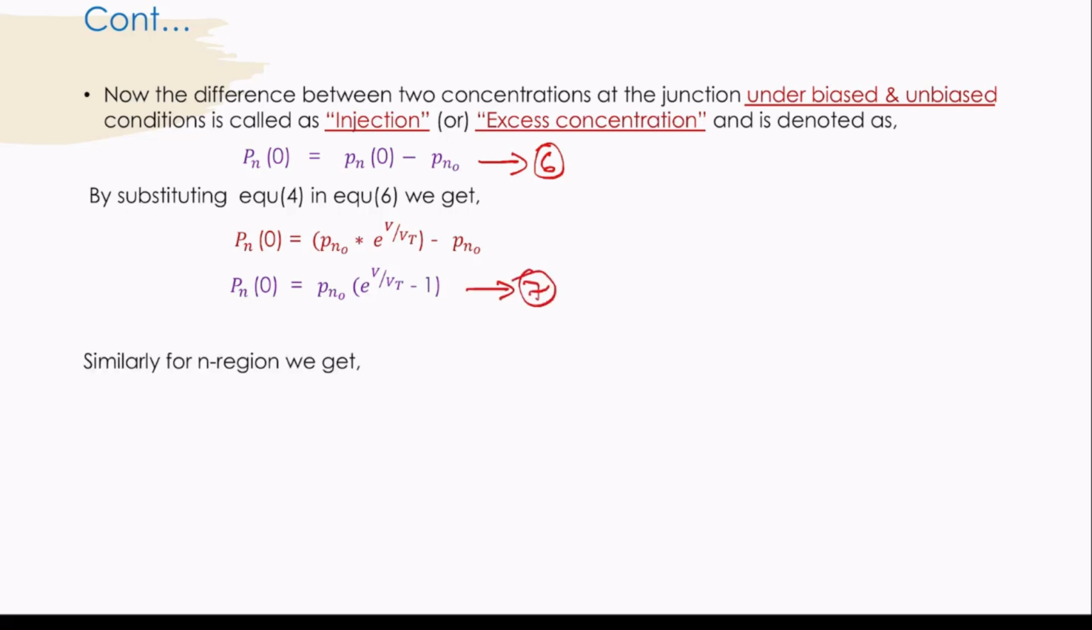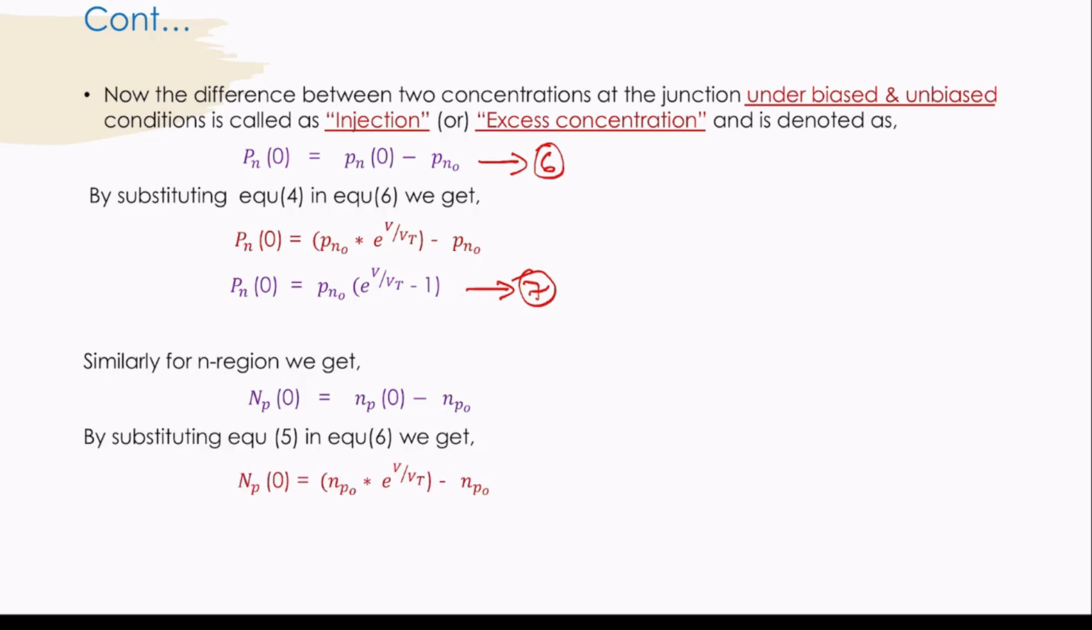Similarly, for N region, we get capital Np of 0 is equal to Np of 0 minus Np0. Now by substituting equation 5 in equation 6, we get capital Np of 0 is equal to Np0 into e to the power of V by Vt minus Np0. So finally we get the value of capital Np of 0 is equal to Np0 into e to the power of V by Vt minus 1. Let it be equation 8.